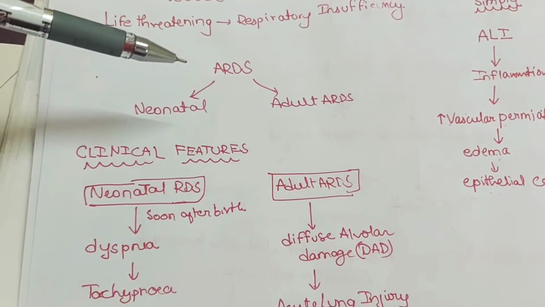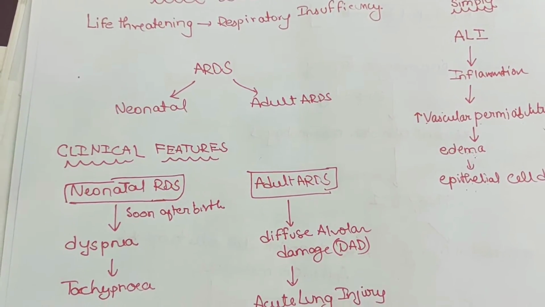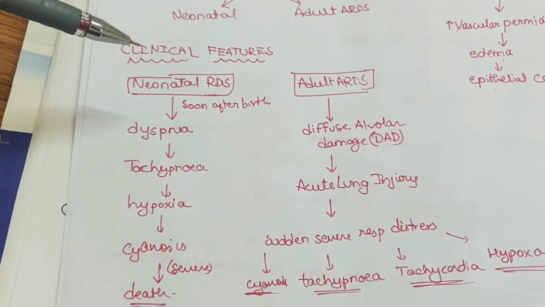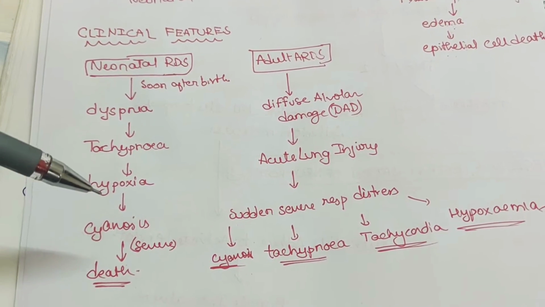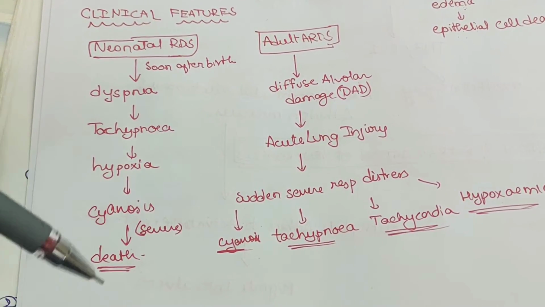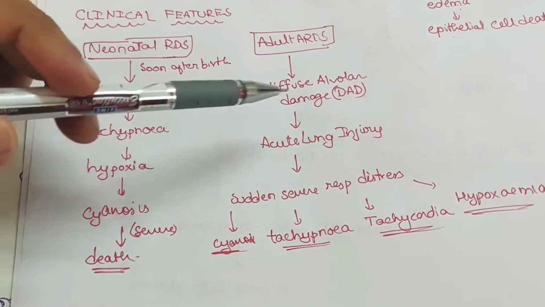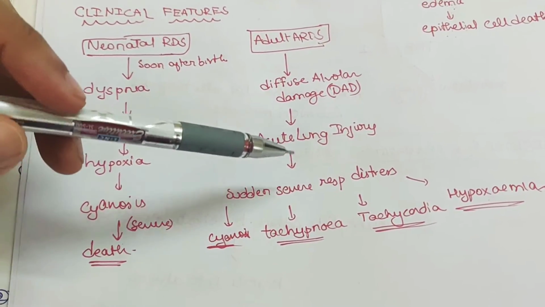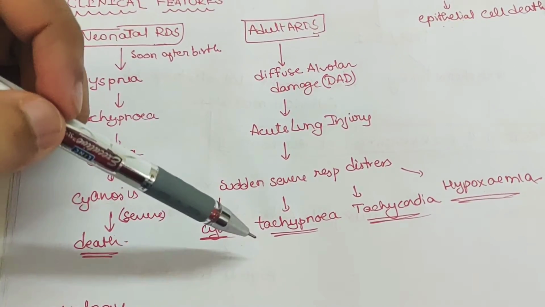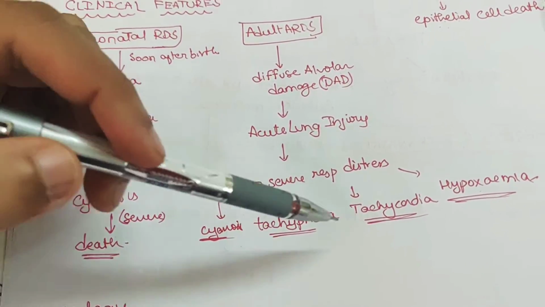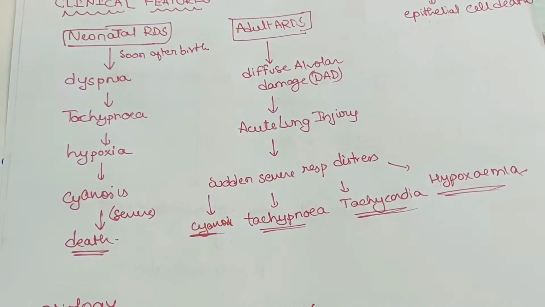Next, acute respiratory distress syndrome is of two types, that is neonatal and adult ARDS. The clinical features are: in neonatal ARDS, soon after birth there is dyspnea, tachypnea and hypoxia. Due to hypoxia there is cyanosis, and in severe cases it can lead to death. In adult ARDS there is diffuse alveolar damage, which causes the acute lung injury. After the acute lung injury there is sudden cyanosis, tachypnea, tachycardia, and hypoxemia.